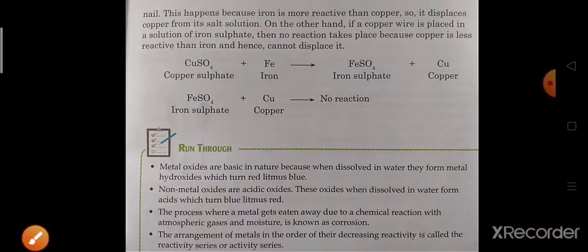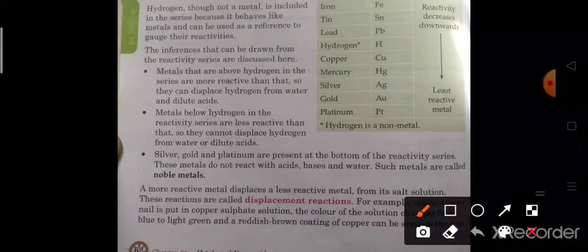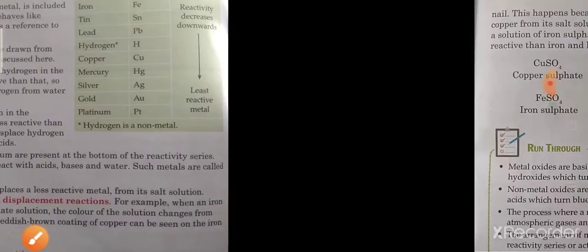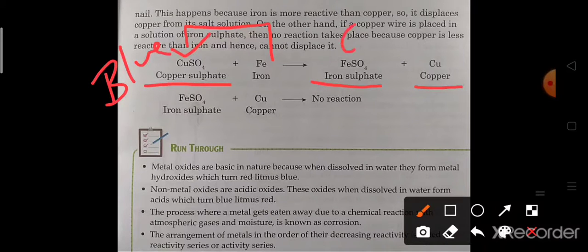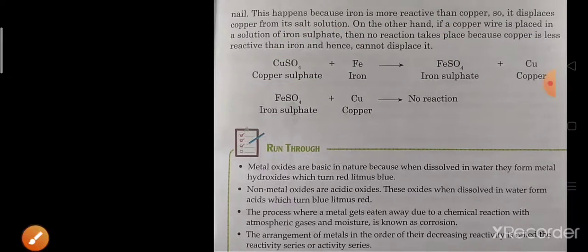We can see in the activity series, iron is over here and copper is over here. So which one is more reactive? Iron. So the iron displaces the copper from the salt solution, and forms iron sulfate and copper. This is of blue color and this is of green color. This is written over here.